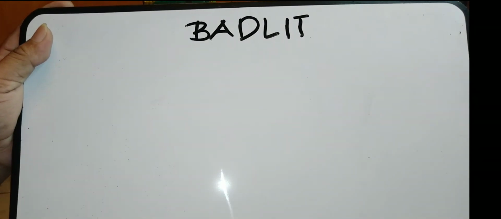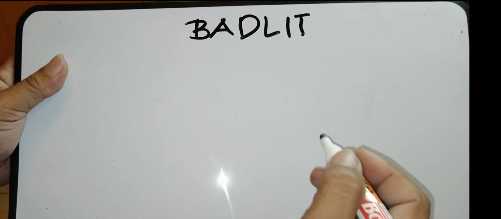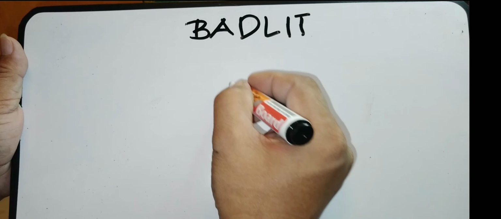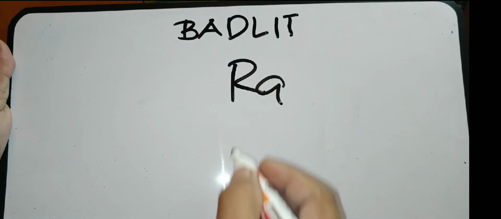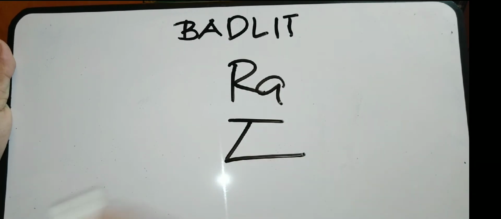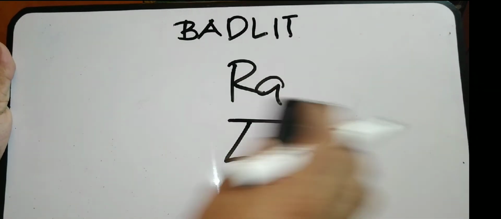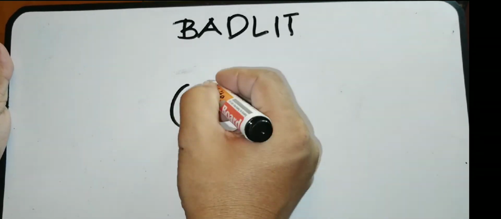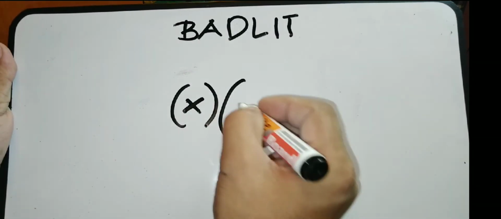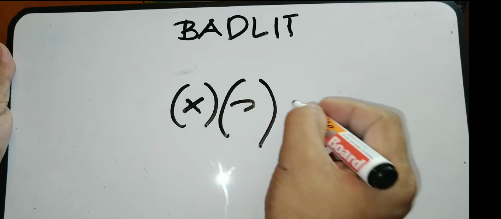And the additional character for BADLIT is R. Ra. And then the 3 commas: use X, the curve and the straight.